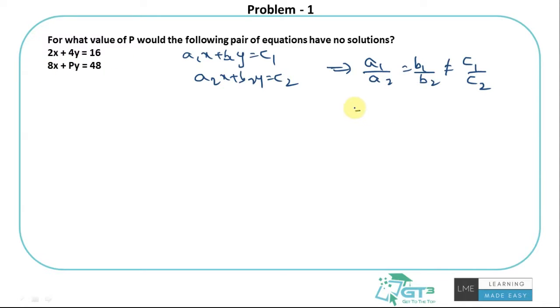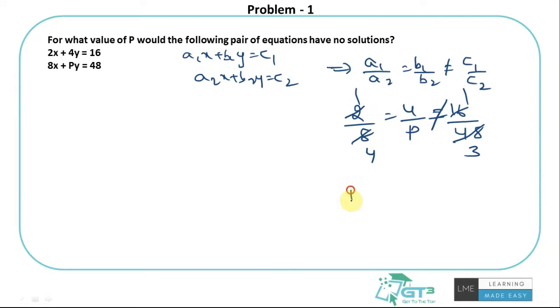What is a1 by a2? 2 by 8. b1 by b2 is 4 by p. c1 by c2 is 16 by 48. This is 1 by 3 here, and this is 1 by 4, right? This is not equal, so that is correct. As long as I make p such that I get a 1:4 ratio, that is 1 by 4 is 4 by p, so p is 4 into 4, which is 16.